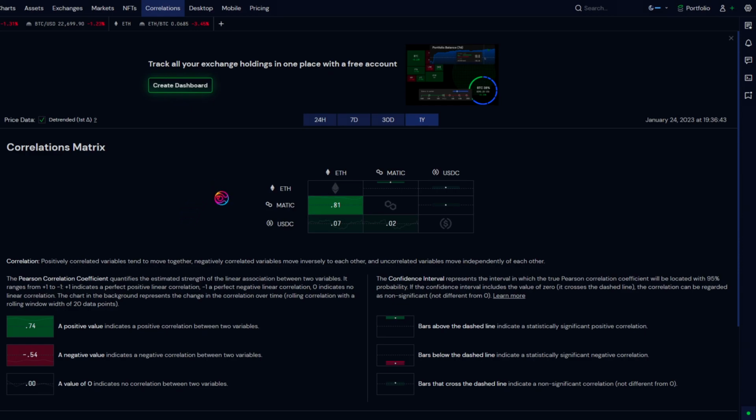The price changes of some assets are more highly correlated than others, such as Ethereum and Matic, whose historical price movements have approximated each other by around 81%. This can lead to lower impermanent loss. Other assets are uncorrelated, such as Ethereum and USDC. This is to be expected, as Ethereum is a volatile asset and USDC is a stablecoin. This can lead to higher impermanent loss.